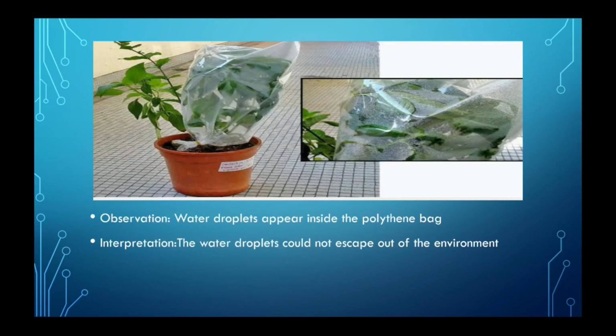Because there is a process. Which process is going on here? Transpiration. Because of transpiration, water from the leaves, from the stomata, does not escape out, because it is tied with the polythene bag, and the polythene bag walls do not allow it to escape, and that's why it remains in the polythene bag, and we can see it here in this activity. So by this activity, it is clear that the transpiration process is taking place by the leaves.